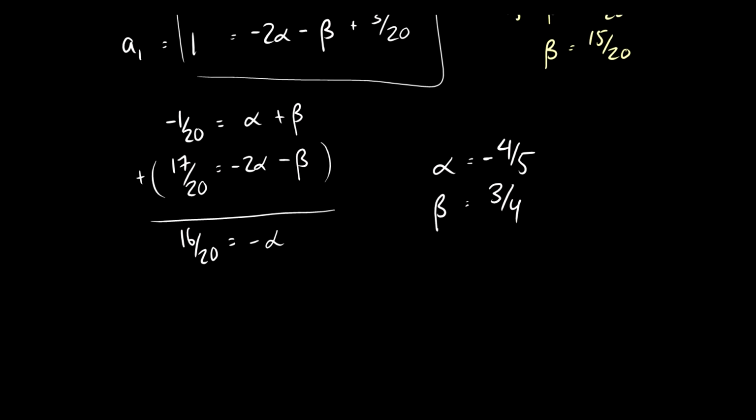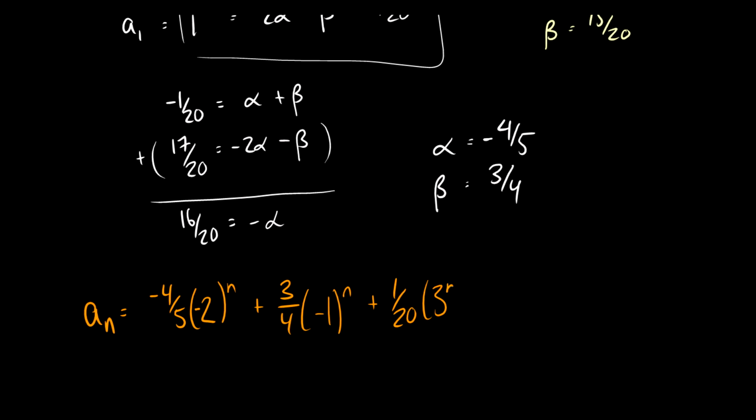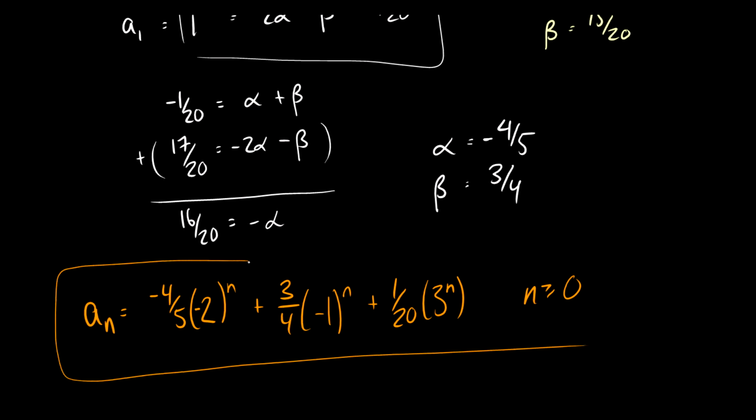So now we have our final solution: a_n is going to equal -4/5 times (-2)^n, sorry, this should be (-2)^n, plus 3/4 times (-1)^n plus 1/20 times 3^n. So that's going to be our total solution for n greater or equal to 0. So we could check some terms, but it's a lot of work. So instead, you can verify it yourself. But this is how you solve non-homogeneous recurrence relations.